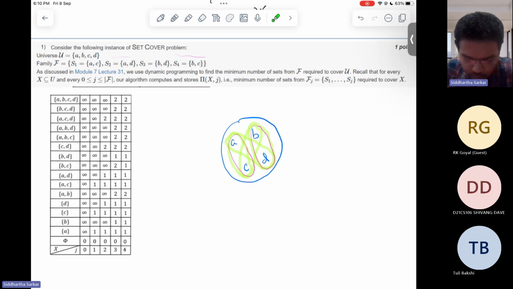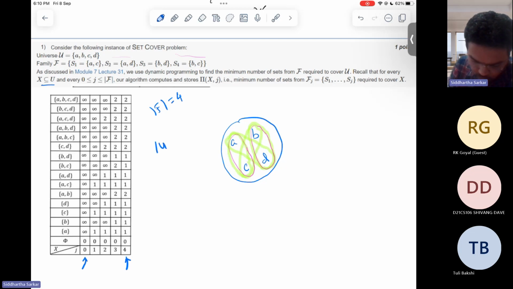In module 7, lecture 31, we use dynamic programming to find the minimum number of sets from mathcal F required to cover mathcal U. Recall that for every subset of the universe X and every index J, where J lies between 0 to mod mathcal F. So F is the family. This family has 4 subfamilies in it, so mod F is 4. So J varies from 0 to 4, and X is all subsets of U.